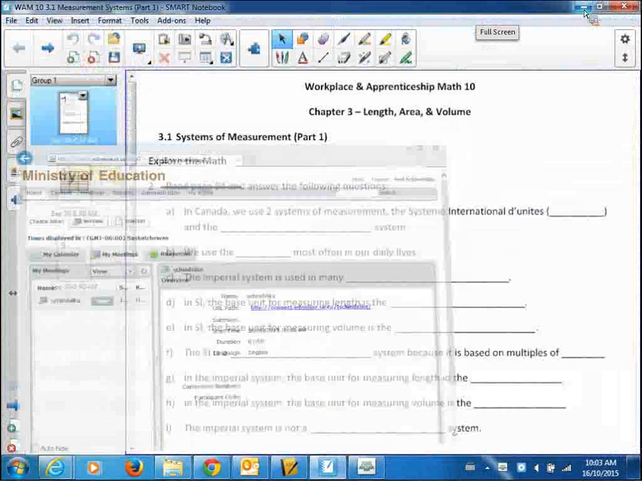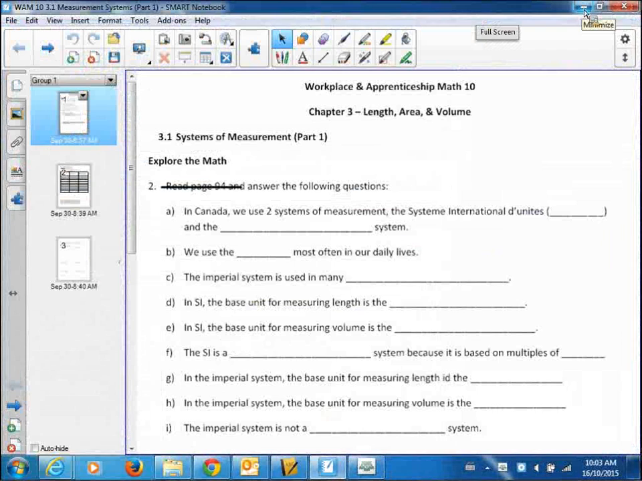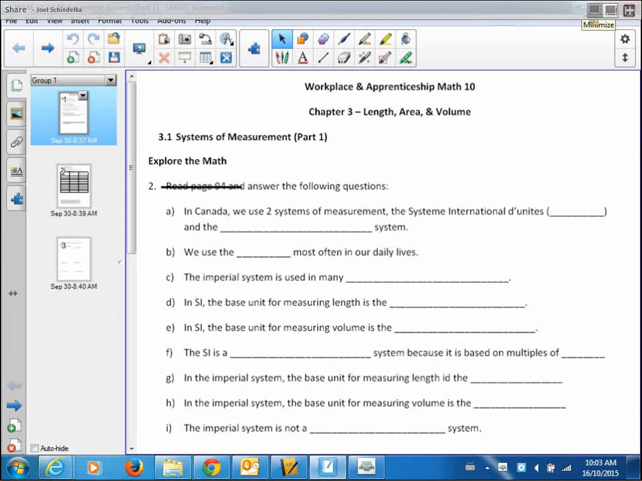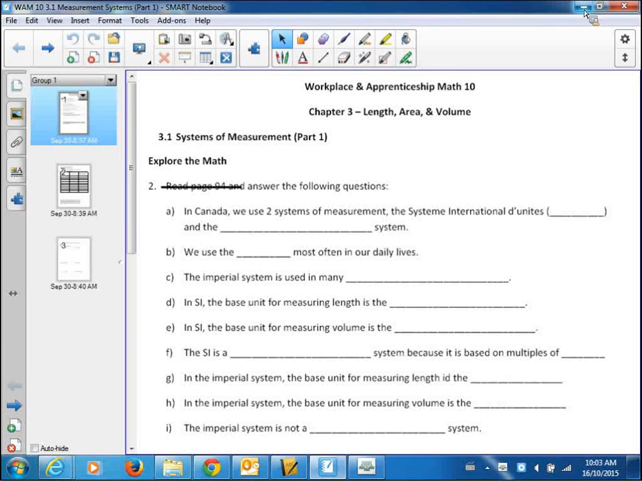And away we go. Misha. Hey. Okay, so Dakota, here we go.